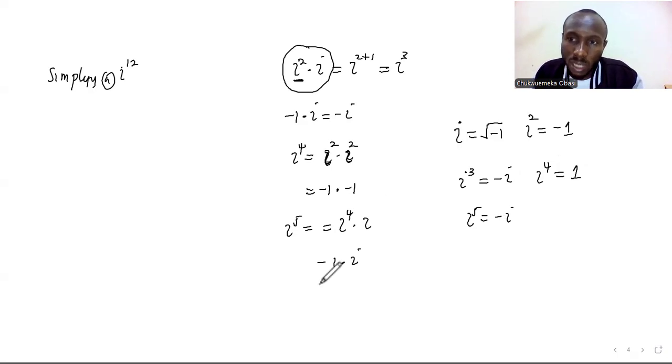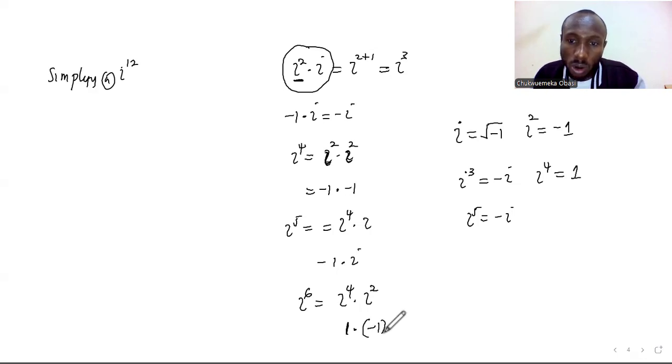Then i to the 6, that's the last point I'm going to stop at. i to the 6 is going to give me i to the 4 times i squared, right? Then what is i to the 4? i to the 4 already, you know, is going to be 1. That is it right here. That is 1. And i squared is minus 1. Look at it here, minus 1.